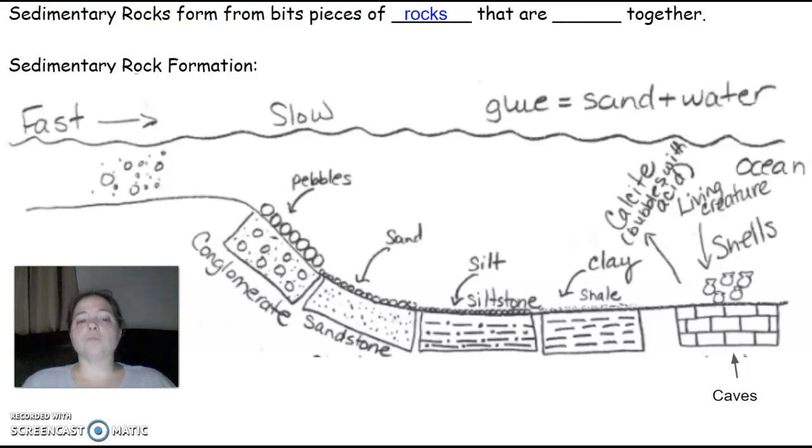Limestone. Okay, and you see this little hint up here. It says glue equals sand and water. So it is compacted, smushed, and cemented. When it's smushed, it binds together, because that water and sand act like glue and end up cementing.